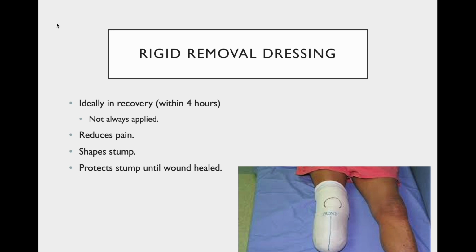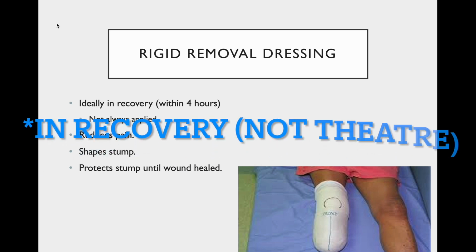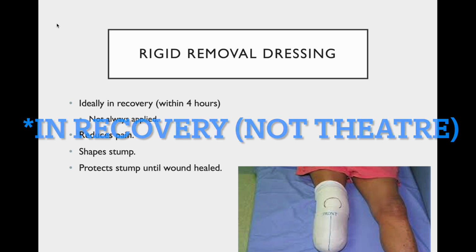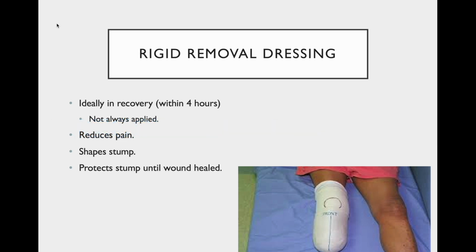The rigid removable dressing helps by reducing pain, and it shapes the stump and protects the stump until the wound is healed. When the rigid removable dressing is applied in theatre, it will control the amount of swelling that happens over the next 48 hours. The lesser the swelling, the less pull it will have on the wound, and therefore that's how it helps pain. And the lesser the amount of swelling that develops, the lesser the amount of swelling we have to get rid of when we are trying to plan the patient for prosthetic casting.